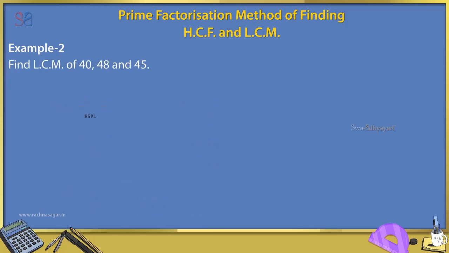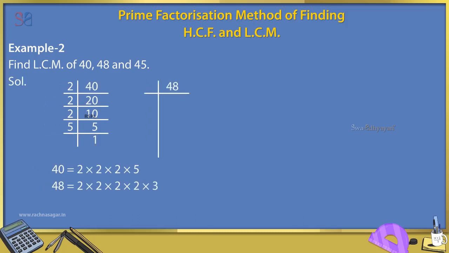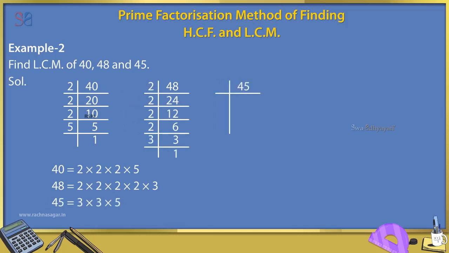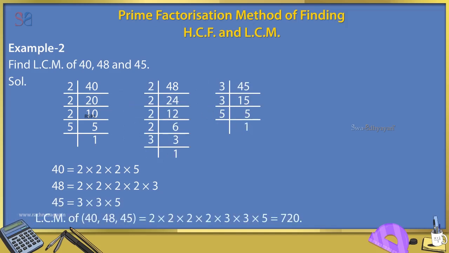Example 2. Find LCM of 40, 48 and 45. 40 is equal to 2 multiplied by 2 multiplied by 2 multiplied by 5. 48 is equal to 2 multiplied by 2 multiplied by 2 multiplied by 2 multiplied by 3. 45 is equal to 3 multiplied by 3 multiplied by 5. LCM of 40, 48, 45 is equal to 2 multiplied by 2 multiplied by 2 multiplied by 2 multiplied by 3 multiplied by 3 multiplied by 5, which is equal to 720.